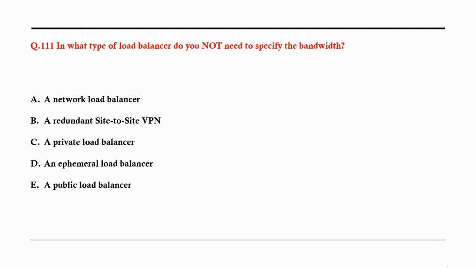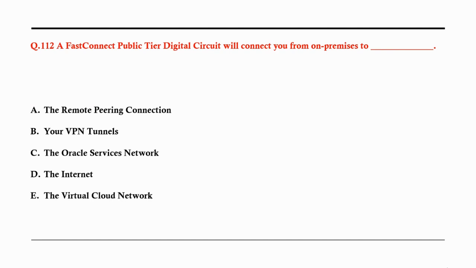Question 111. In what type of load balancer do you not need to specify the bandwidth? The correct answer is A, a network load balancer. Question 112. A FastConnect public virtual circuit will connect you from on-premises to C, an Oracle service network.